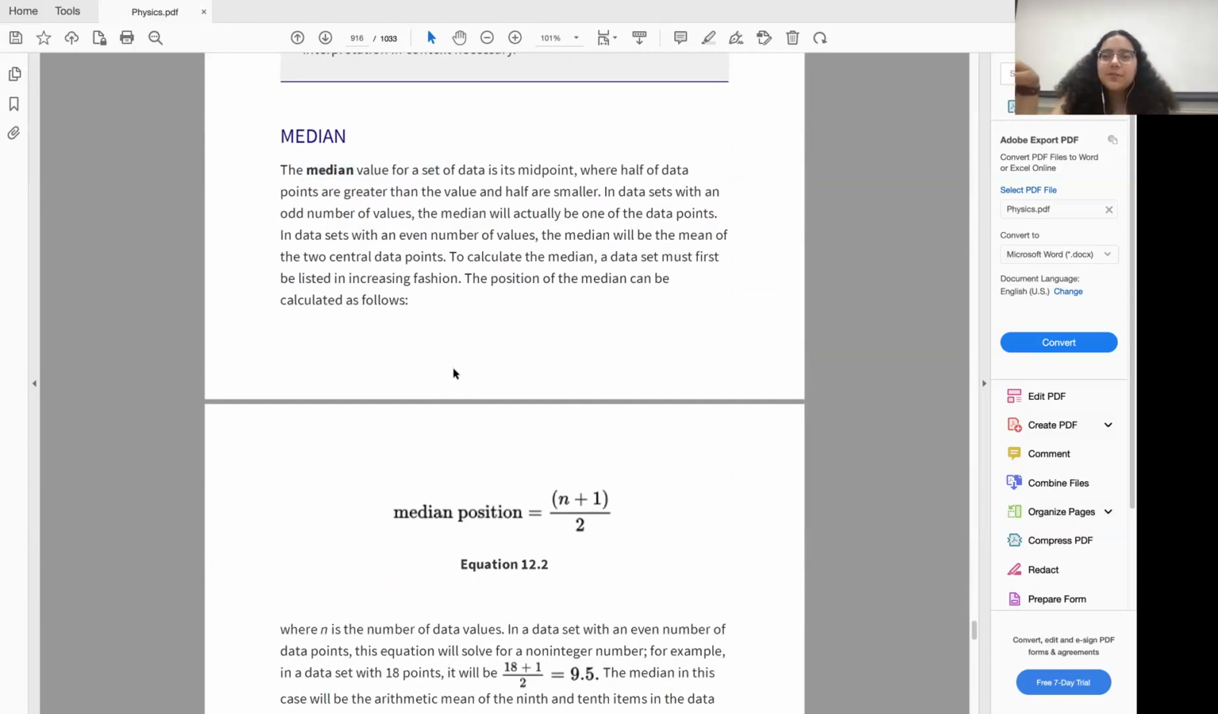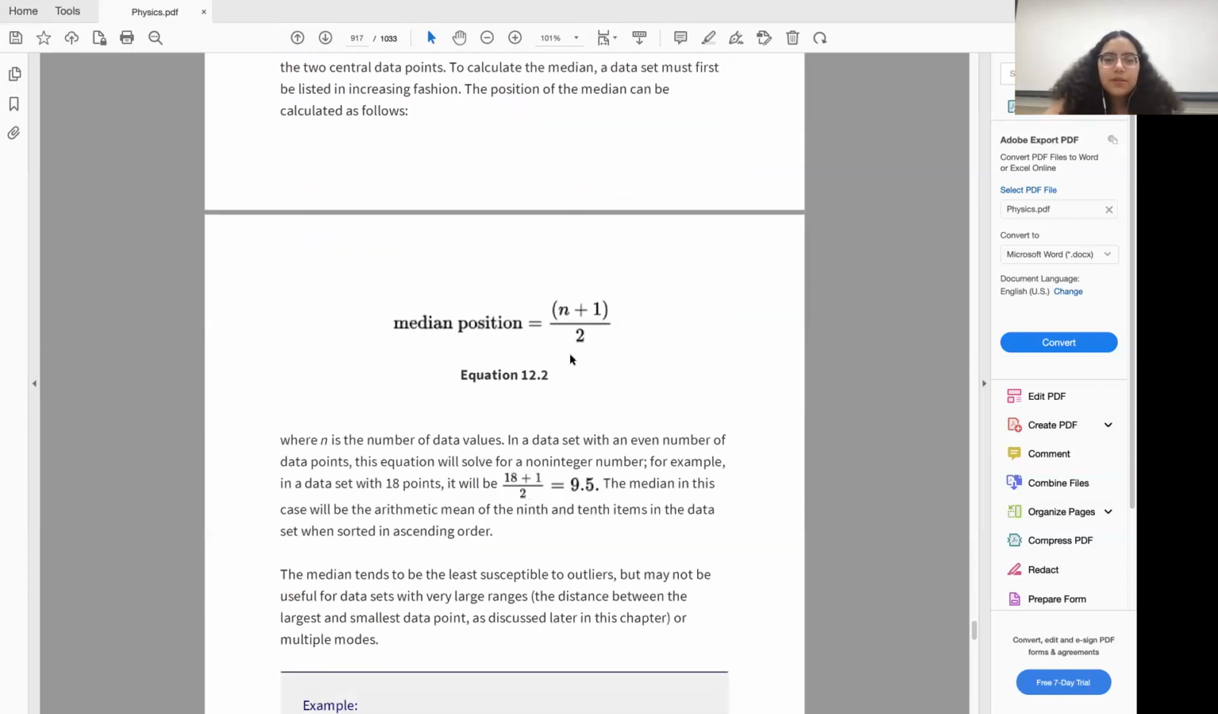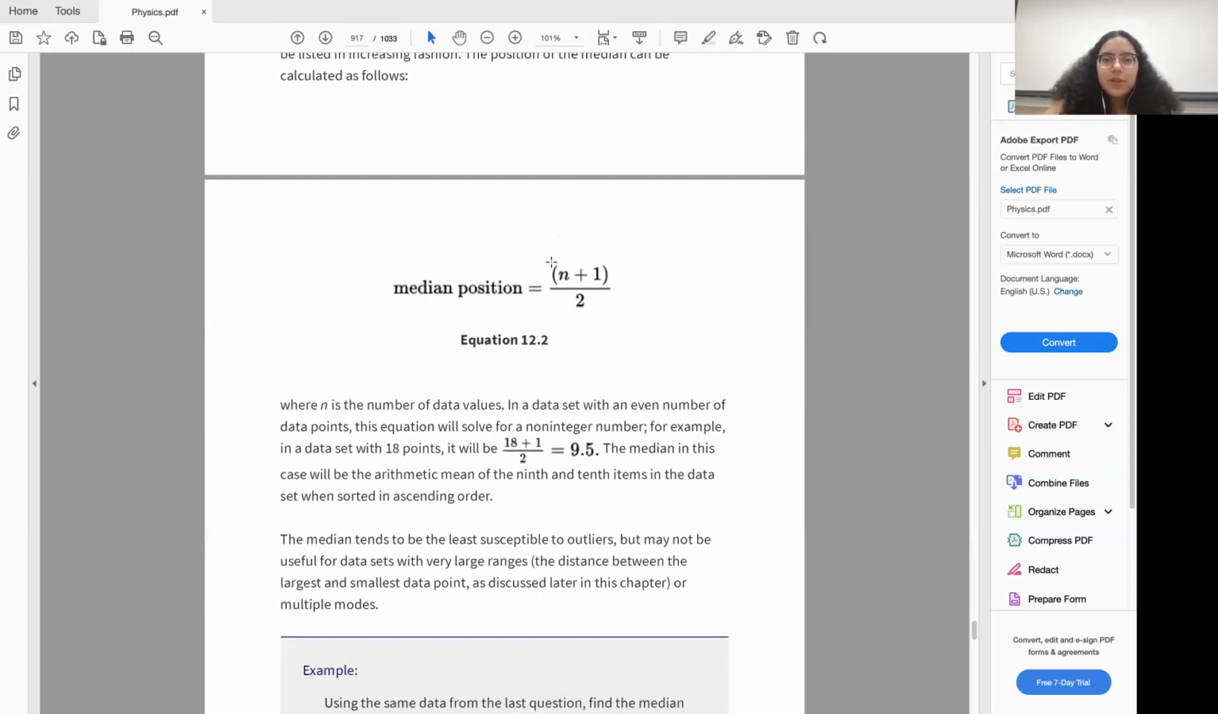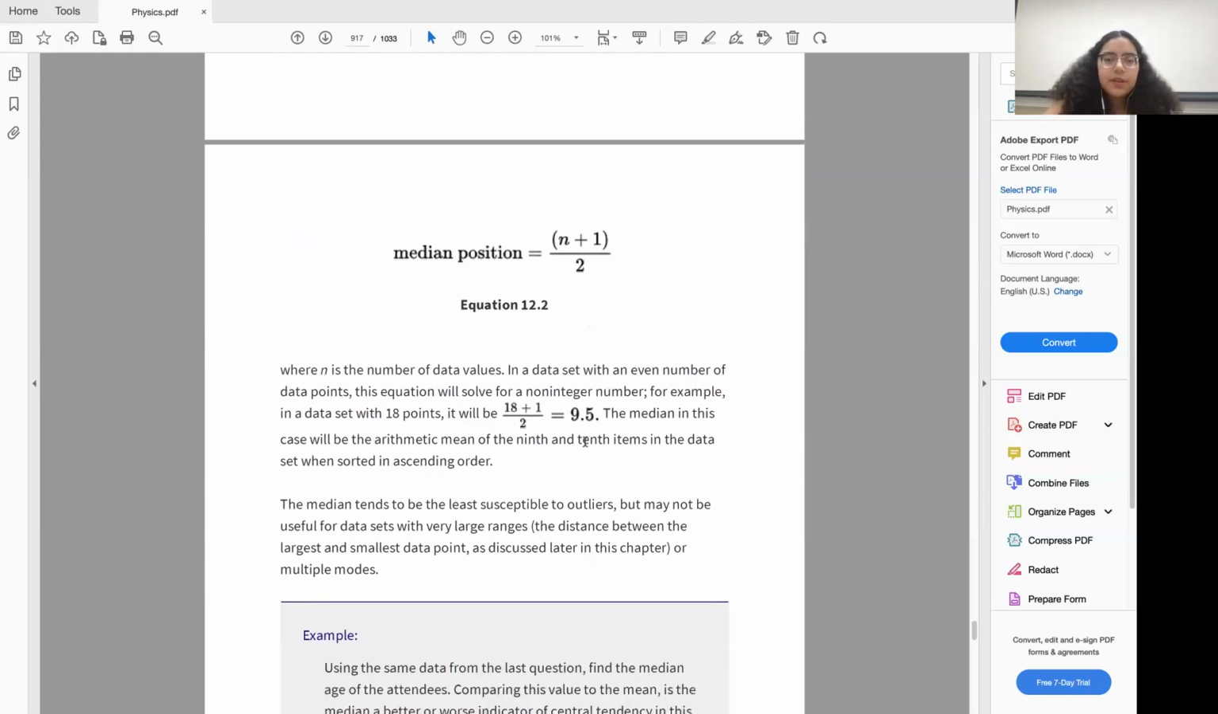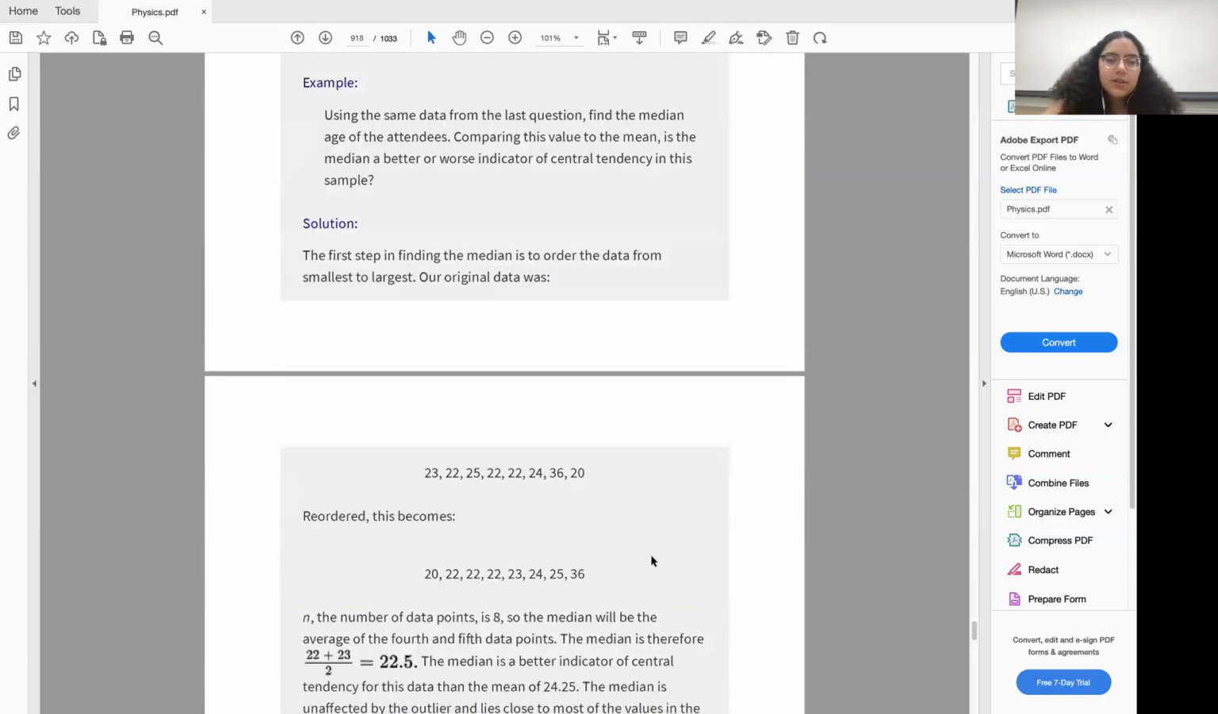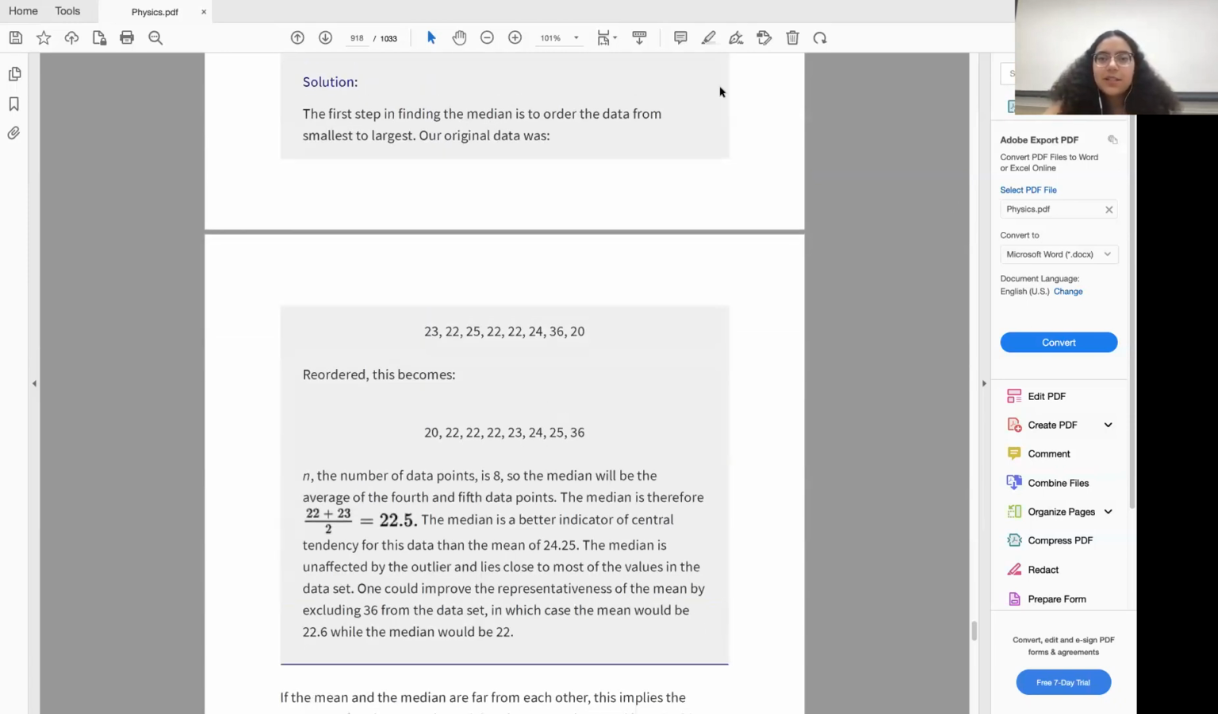So if you have an odd amount of data points, like 5 things, it's your third. If you have an even amount, you take the 2 in the middle. So if you have 6 things, it's the mean of your third and fourth. You can find the position of the median by taking the total plus 1 divided by 2. If you get a decimal number like 9.5, that means it's between the 9th and 10th. So that helps. This is good when there's outliers.